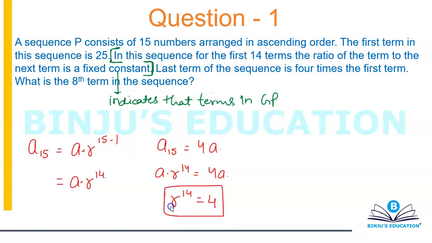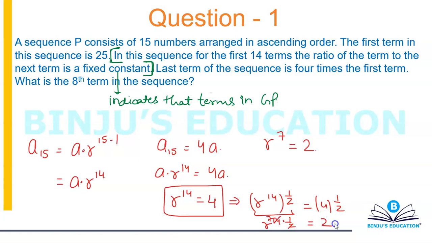Now I can take the square root on both sides. If I take the square root on both sides, I'm going to get R to the power 7 is equal to 2. If you do not know how I came to this, R to the power 14, if I take the square root, that's like to the power 1 by 2, and that's 4 to the power 1 by 2. So this can be written as R to the power 14 into 1 by 2. So this cancels and this becomes 7, and this here becomes 2. So R to the power 7 is 2.